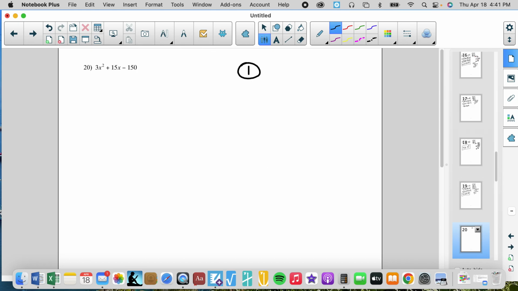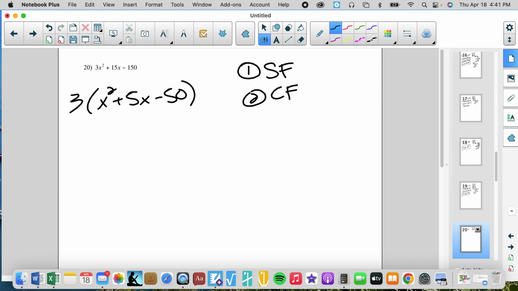We got 11 more. Standard form, yes. Common factor, yep. Take out a 3. That leaves us with x squared plus 5x minus 50. Pretty sure it was 50. Yes. 3. Special case, no.